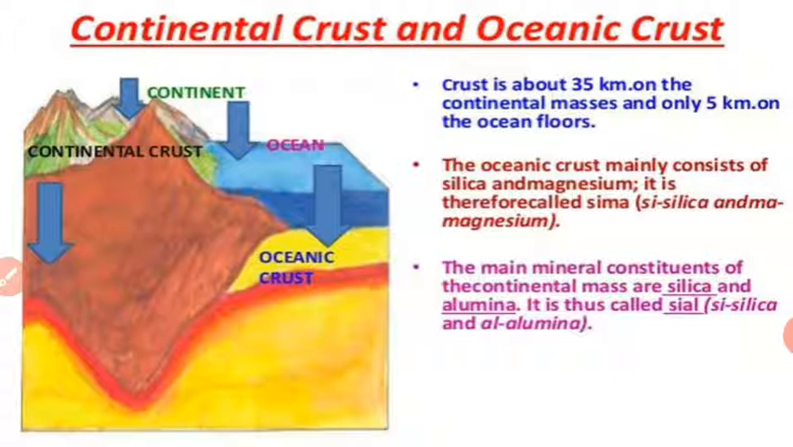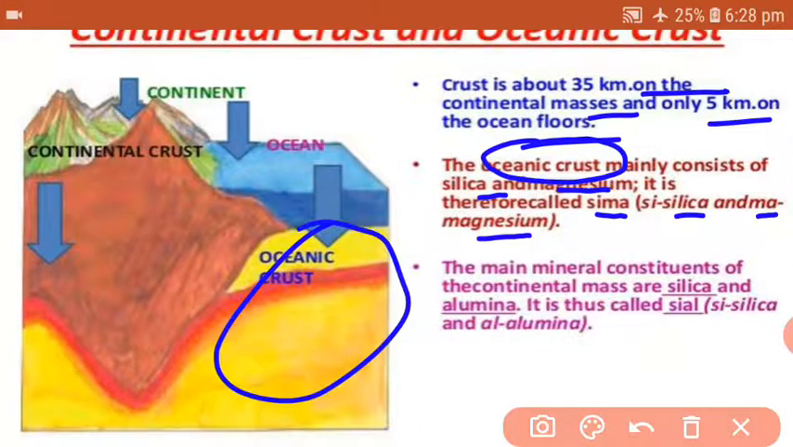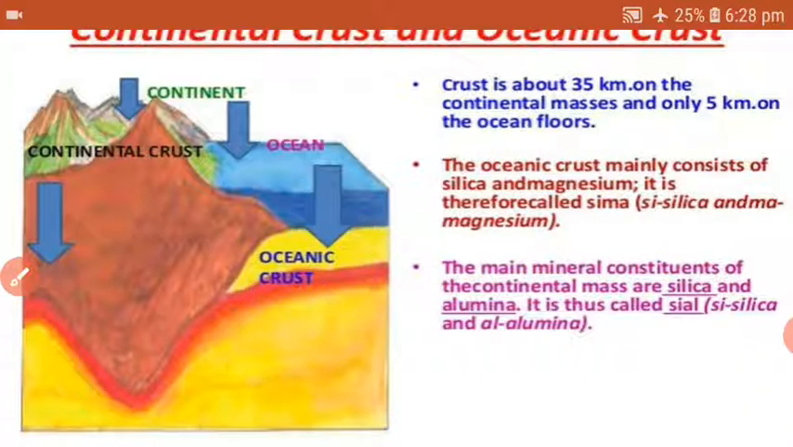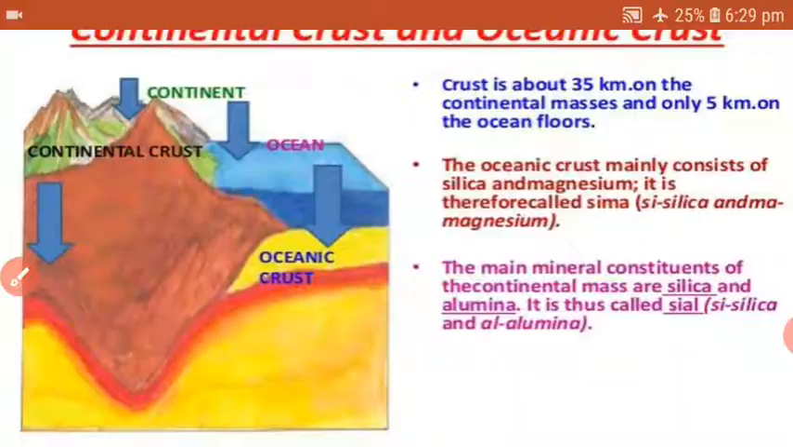The continental crust is about 35 kilometers on the continental masses and 5 kilometers on the ocean floors. The oceanic crust mainly consists of silica and magnesium, and it is therefore called SIMA. It is the abbreviated form: SI stands for silica and MA stands for magnesium. So the oceanic crust is mainly composed of SIMA, that is silica and magnesium, and the continental crust, which is 35 kilometers, is made up of silica and alumina. Si stands for silica and Al for alumina, so the abbreviated form is SiAl.